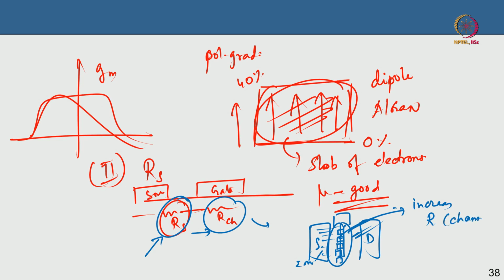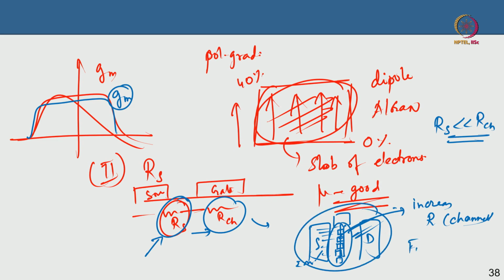So, what happens is that your source excess resistance becomes much lower than the channel resistance, and the nonlinear effects are mitigated, and in that case also the GM could be relatively flat. Both approaches have shown that GM can be flattened out. Okay. This approach is called GaN FinFET or nanowire FET.